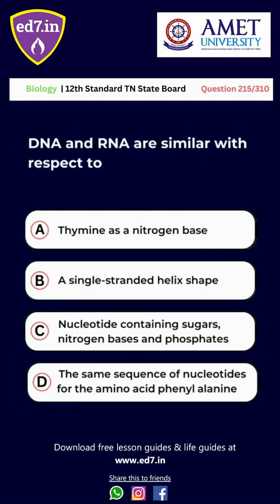Question number 215. DNA and RNA are similar with respect to A, thymine as a nitrogen base. B, a single-stranded helix shape. C, nucleotide containing sugars, nitrogen bases and phosphates. D, the same sequence of nucleotides for the amino acid phenylalanine. And the right answer for this question is option C, nucleotide containing sugars, nitrogen bases and phosphates.